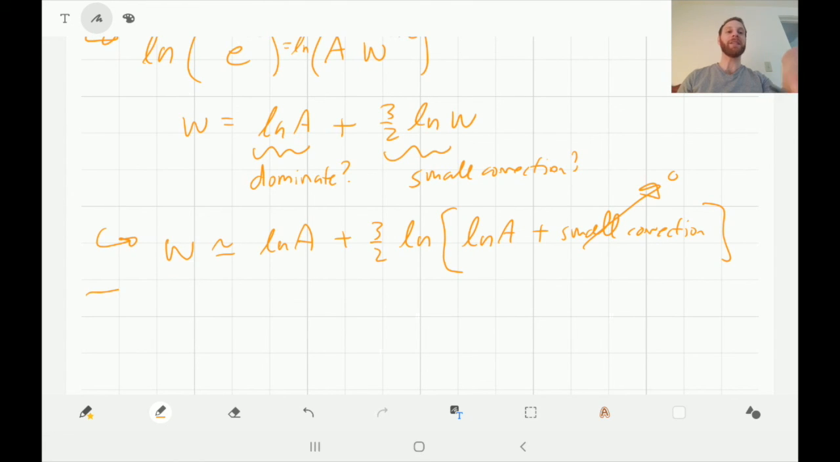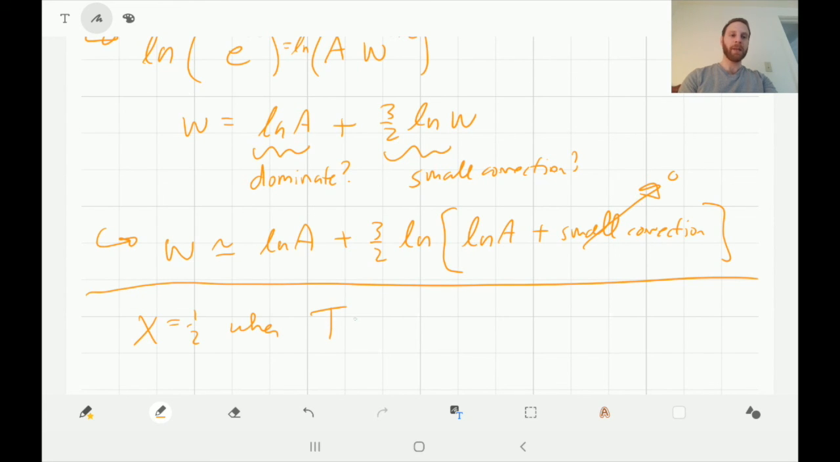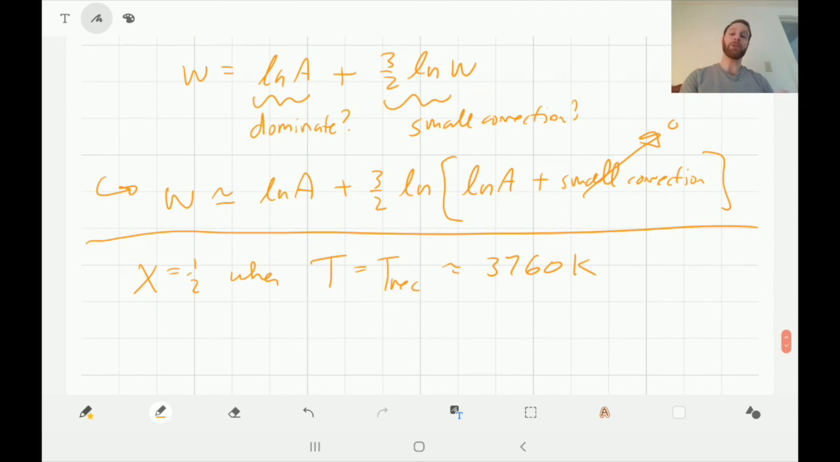I'm just going to leave it at that and let you play around with this. It turns out that according to what we've done, X is equal to 1/2 when the temperature is equal to what we'll call the recombination temperature, and that turns out to be about 3760 Kelvin. So we're getting a sense of the scale. Maybe between around 3,000 and 4,000 Kelvin, we would have the universe go from opaque to transparent, perhaps.